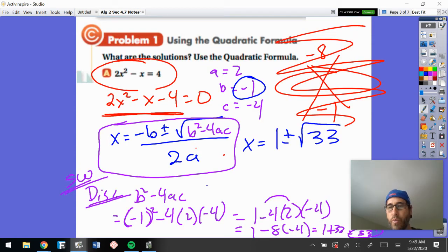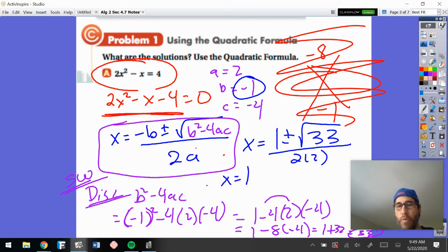Okay, so it's x equals 1 plus or minus the square root of 33 all over 2 times 2. So here are my answers, class. I get 1 plus or minus. Do you guys know what the square root of 33 is? I know the square root of 36 is 6, but I don't know what the square root of 33 is. So guess what? You get to leave it like that. All over 4. All right, and then it's just important to understand that there's actually two answers going on here.